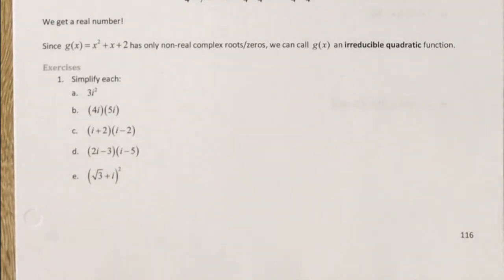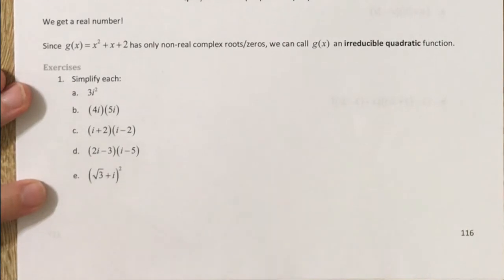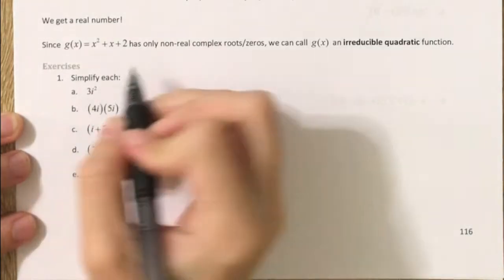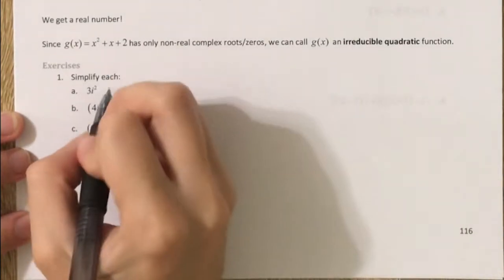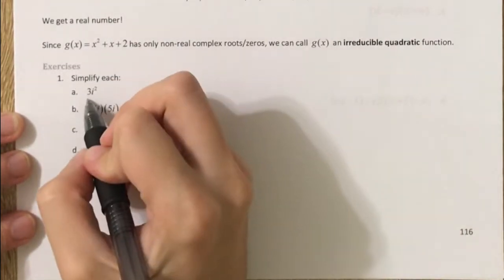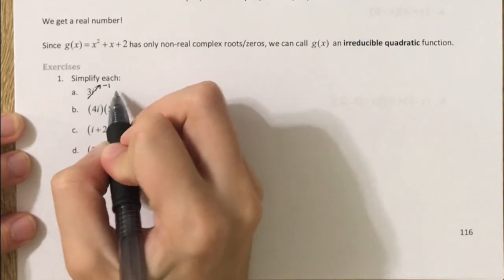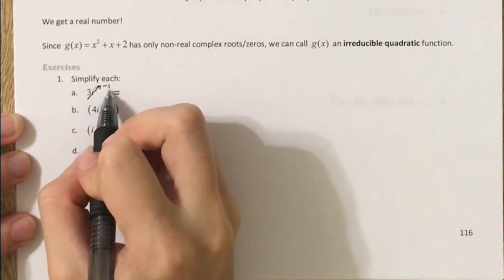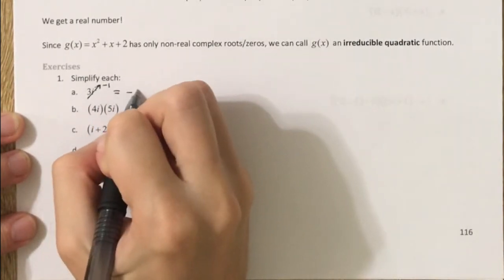Let's look at, in the lab manual, these few questions. This is in the section Introduction to Complex Numbers. Let's work through a few of these. So this first one, we've seen this already. i squared is what? Negative 1, right? So we have negative 1 times 3, or just negative 3.